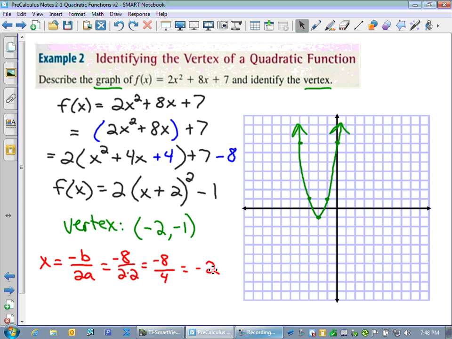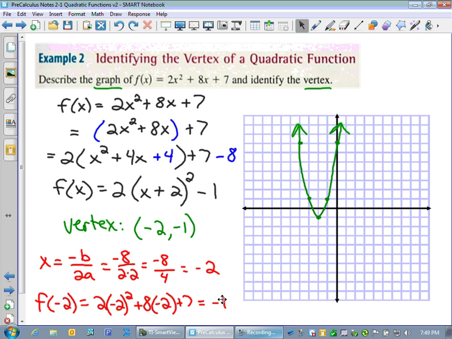Now for the y value of the vertex, that's simply f of this negative 2. The value of the function when x is negative 2, so f of negative 2 means I'm going to take the original equation and replace x with negative 2. Remember to use the parentheses when you do the substitution. And if you do your order of operations correctly, which hopefully you'll be doing by now, you should get negative 1. So (-2, -1) is exactly what we got for the vertex.